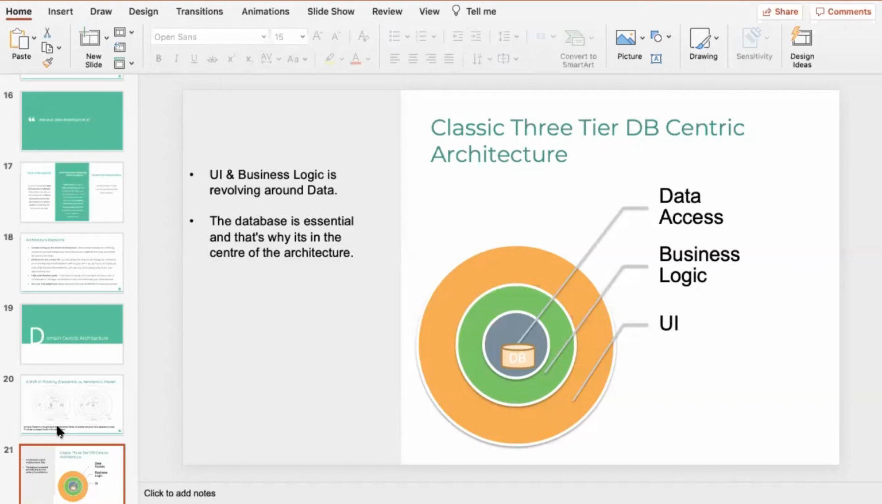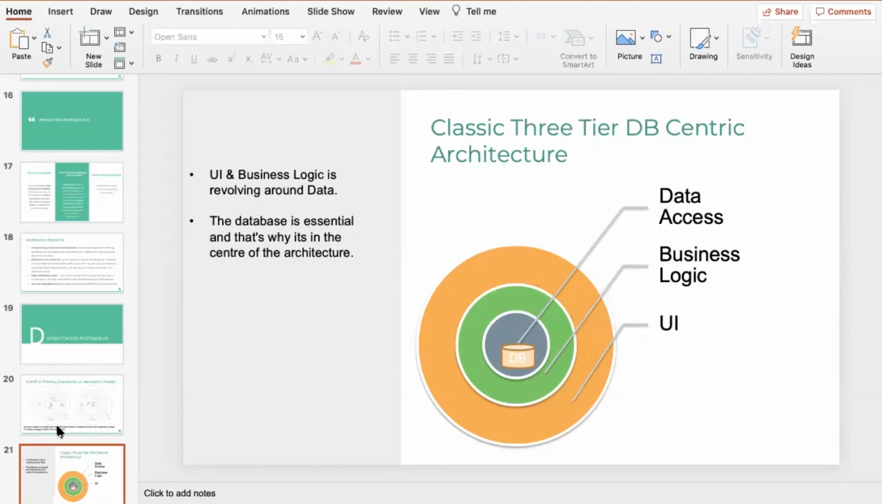So the center is the database, because the database is essential. That's why it is in the center of the architecture. If I say this as an architecture piece with the database being the center, that means it is given prime importance, right? And yes, this architecture worked for many years. Even some of the legacy systems today work in this fashion, but this architecture has limitations and is not able to cope with the current needs we have in the industry.